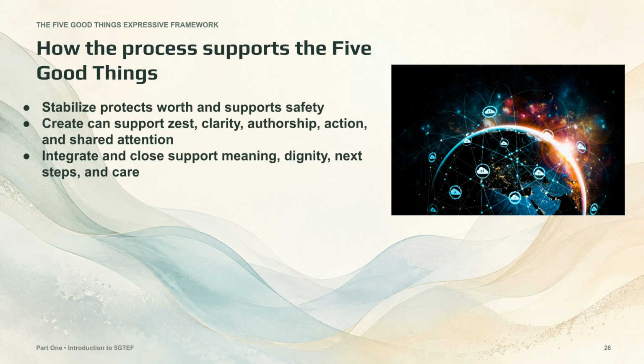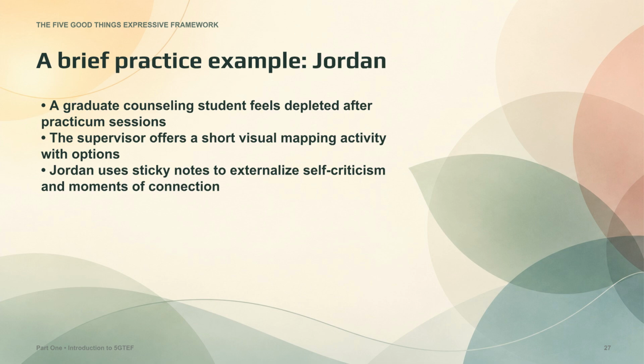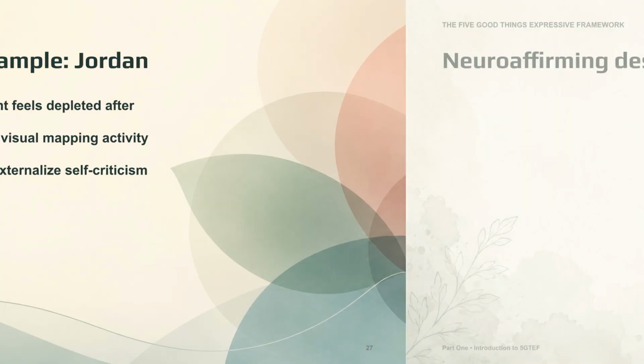The phases of the process map onto the 5 good things. Stabilization protects worth, creation supports zest and clarity, while integration and closure foster meaning and connection. These relationships are dynamic possibilities that guide our work. To see this in practice, consider Jordan, a graduate student who felt depleted. By using a simple visual mapping activity with sticky notes, Jordan was able to externalize self-criticism and recognize moments of connection, shifting their perspective through the process.